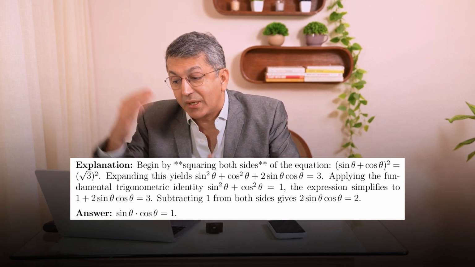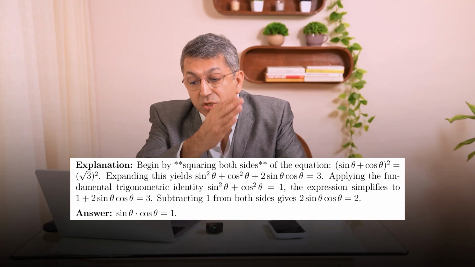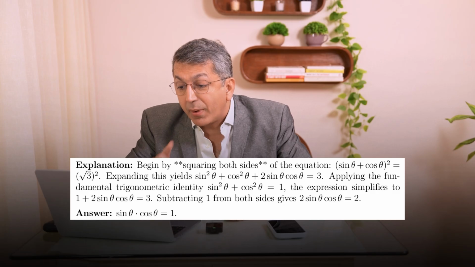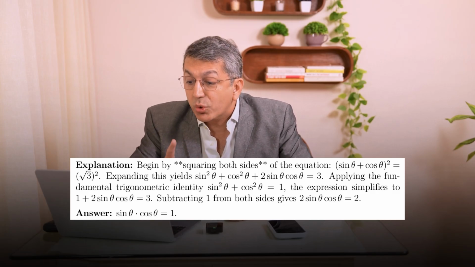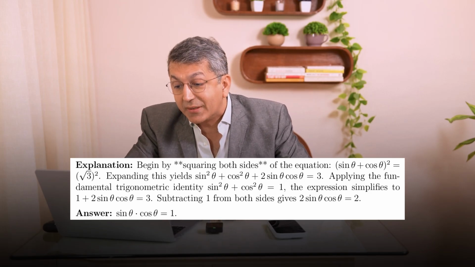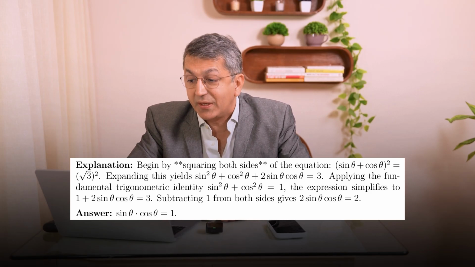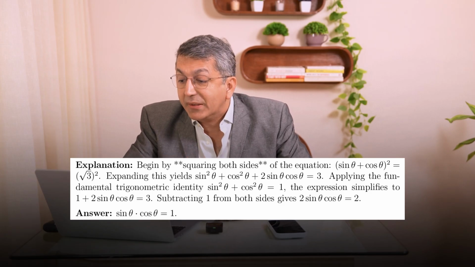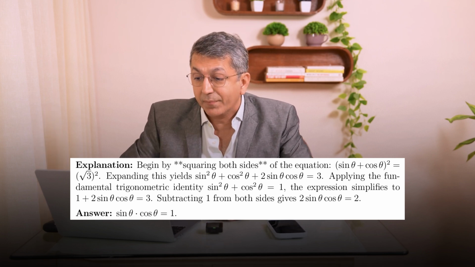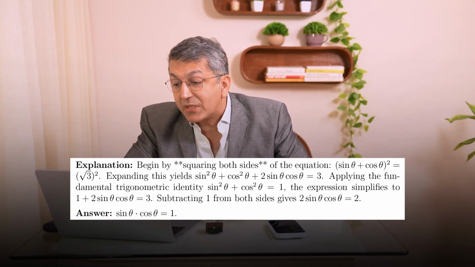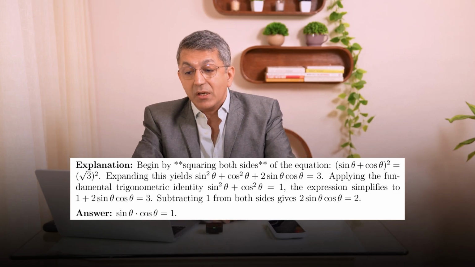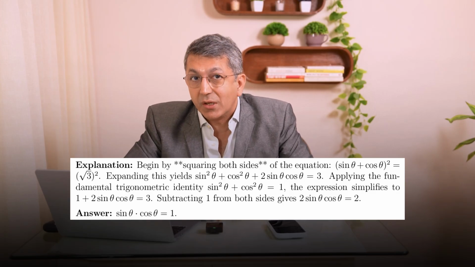Explanation: begin by squaring both sides of the equation. (sin theta + cos theta) squared is equal to (square root of 3) squared. Expanding this yields sin² theta + cos² theta + 2 sin theta cos theta = 3. Applying the fundamental trigonometric identity, sin² theta + cos² theta = 1, the expression simplifies to 1 + 2 sin theta cos theta = 3. Subtracting 1 from both sides gives 2 sin theta cos theta = 2. Answer: sin theta dot cos theta is equal to 1.